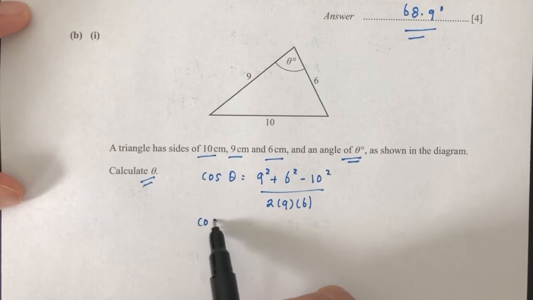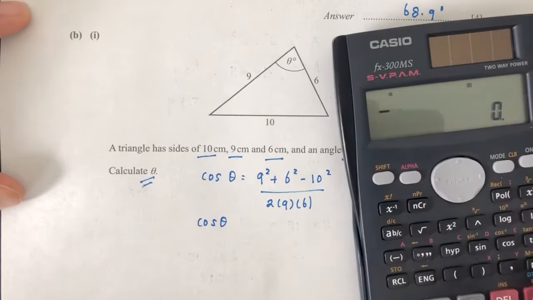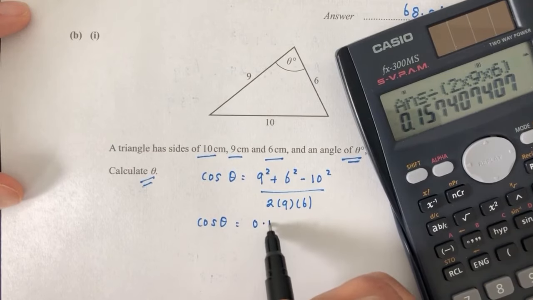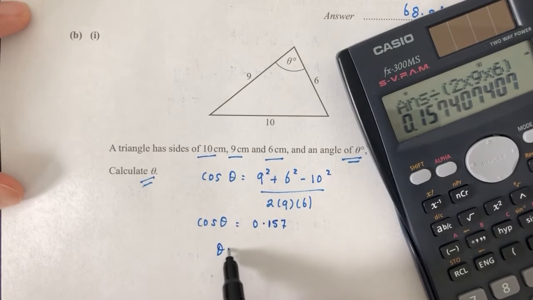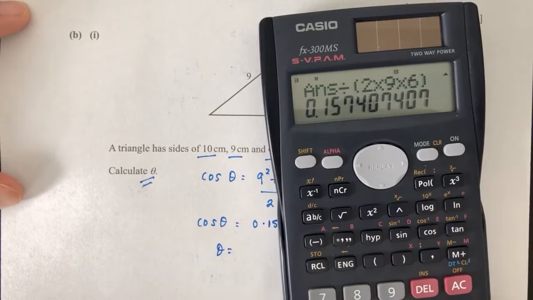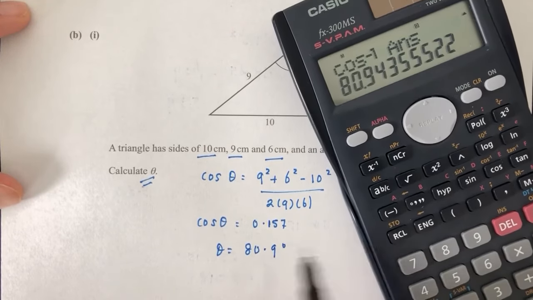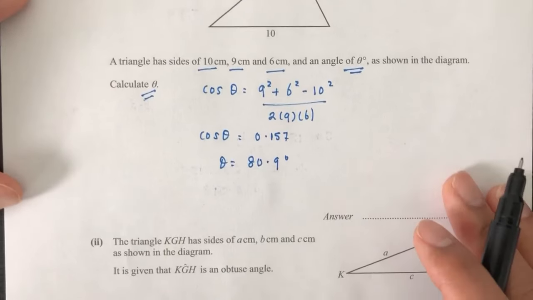So let's solve. Cos theta will be 9 square plus 6 square minus 10 square divided by 2 times 9 times 6. That will be 0.157. So theta will be cos inverse of answer. That will be 80.9 degrees. So this is your answer for this one.